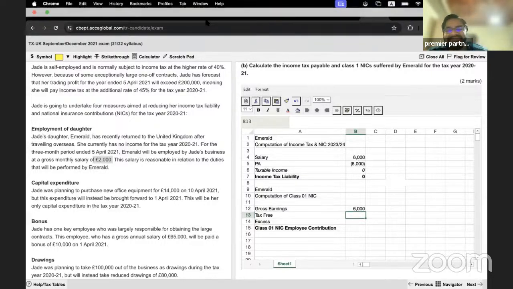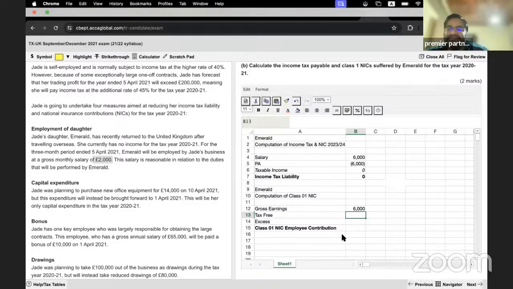Guys, how much is the tax-free amount for NIC? From the employee's side, up to a certain level we discussed, we are not charging any NIC, isn't it? What would be that amount? 12,570. Great.